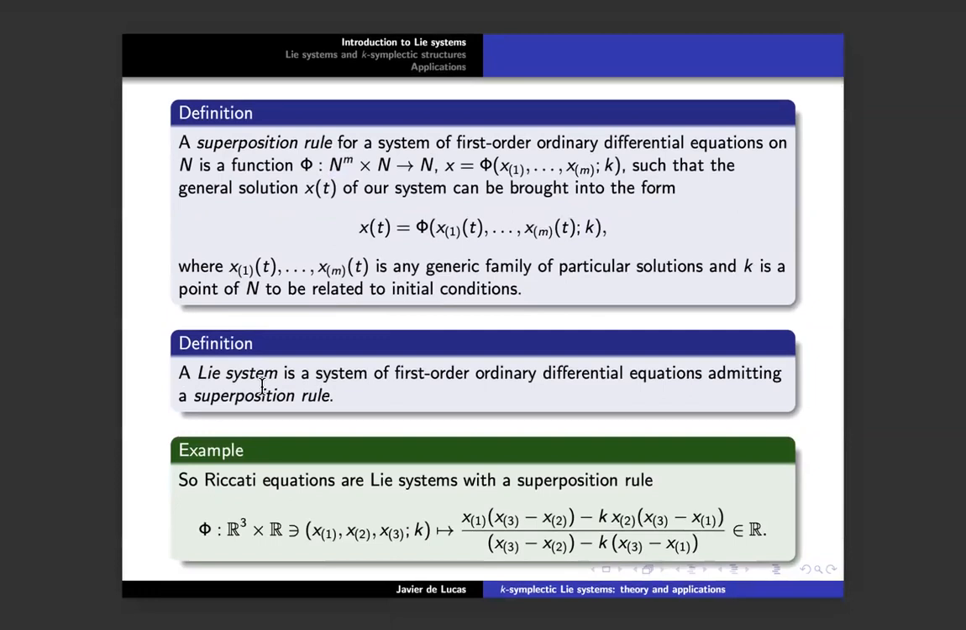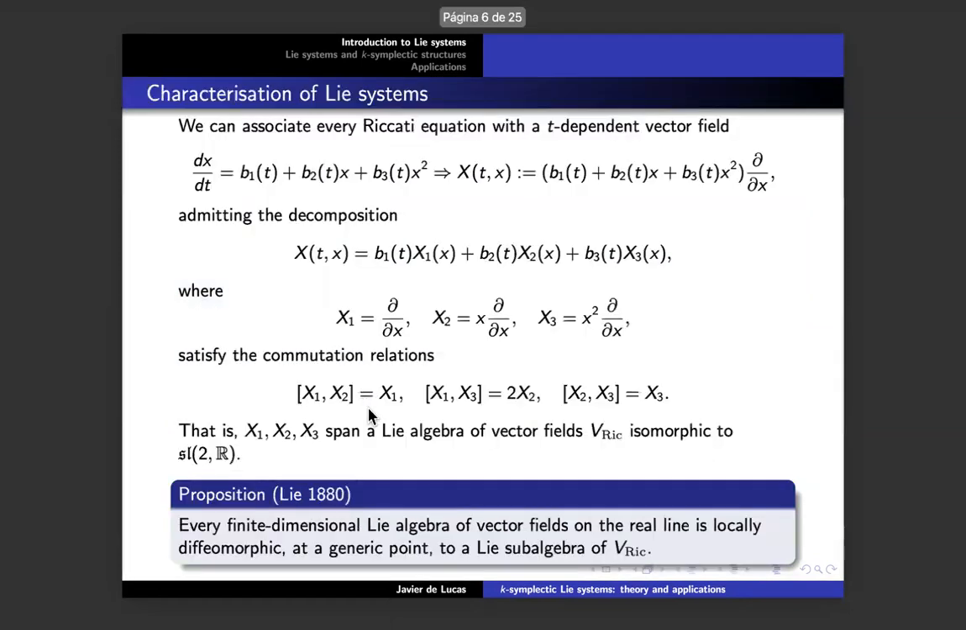The system is a system of first-order differential equations admitting a superposition rule. This is quite clear. Most systems of differential equations, most differential equations, do not admit a superposition rule, but it turns out that many of the differential equations that appear in physics do. That is, for example, what happens when you study analysis in your first year of studies in mathematics or physics. So these systems had to be described and characterized, and the characterization of these systems was due to Lie.